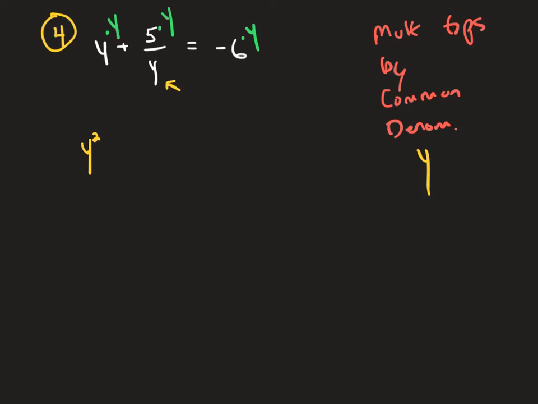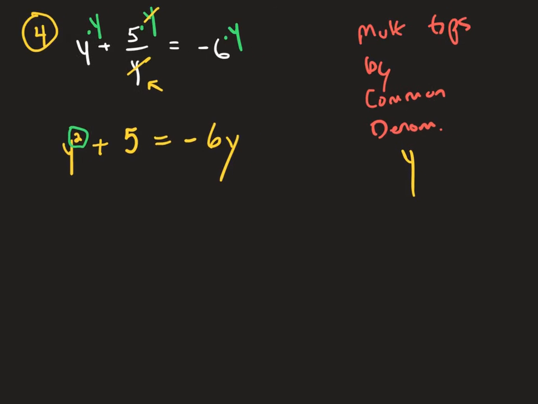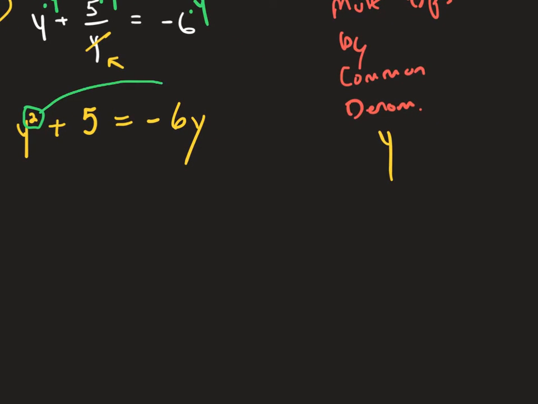That gives you y squared plus, here the y on top and the y on bottom would cancel. So we've just got the 5 left over, equals negative 6 times y. Nothing cancels since there's nothing on bottom. This one is a little bit different because we've got a y squared there. If you've got y squared, this is unlike the previous example, this is quadratic.